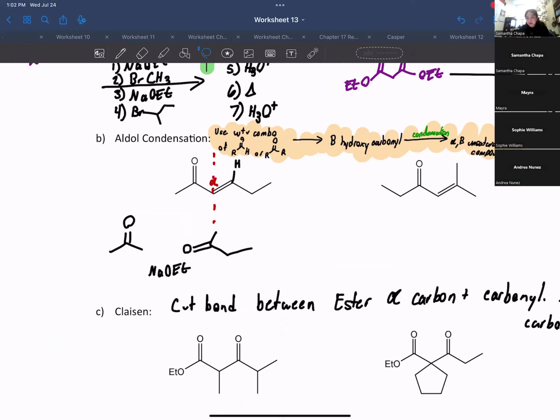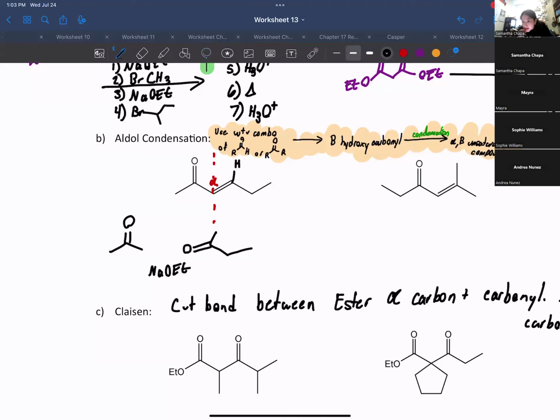No questions? What's the word between use and combo? Oh, it's whatever. WTV. Use whatever combo of aldehyde or ketone. Okay, so let's move to the next one.